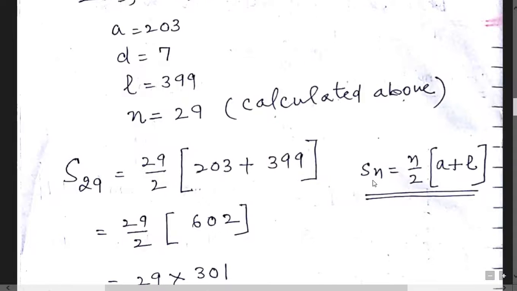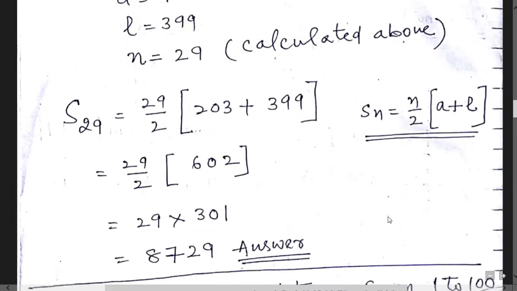Now the formula for Sn is n by 2 into a plus l. What is the meaning of n? It is the number of terms. A stands for first term and L is the last term. First term is 203, last term is 399. When you add these values, it's 602. When 602 is divided by 2, it's 301. And when 301 is multiplied by 29, it's 8729.